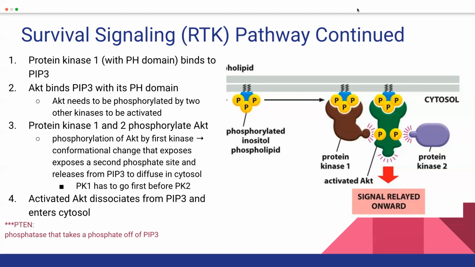No, because when PK1 binds or phosphorylates AKT, it causes the conformational shape change that will reveal an amino acid that can be phosphorylated. And if that doesn't happen, PK2 doesn't have that amino acid to phosphorylate, if that makes sense. Anything else about this slide? Okay.